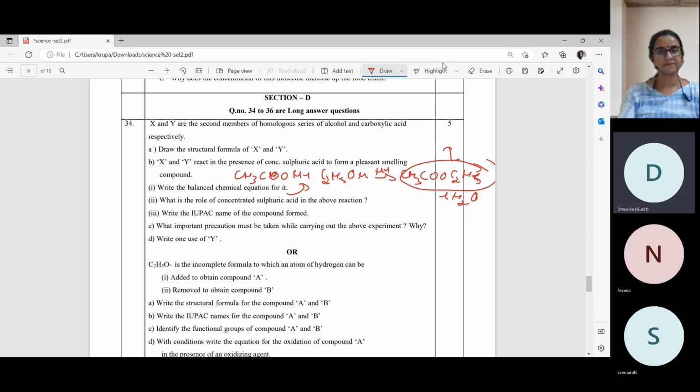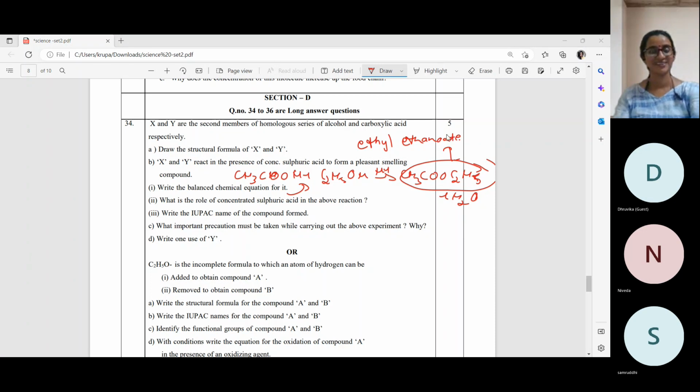Ethyl acetate. No, ethyl ethanoate. Ethyl ethanoate. Okay, that would be the IUPAC name for this compound. Ethyl acetate is the common name for it. All right. Okay, this is fine.